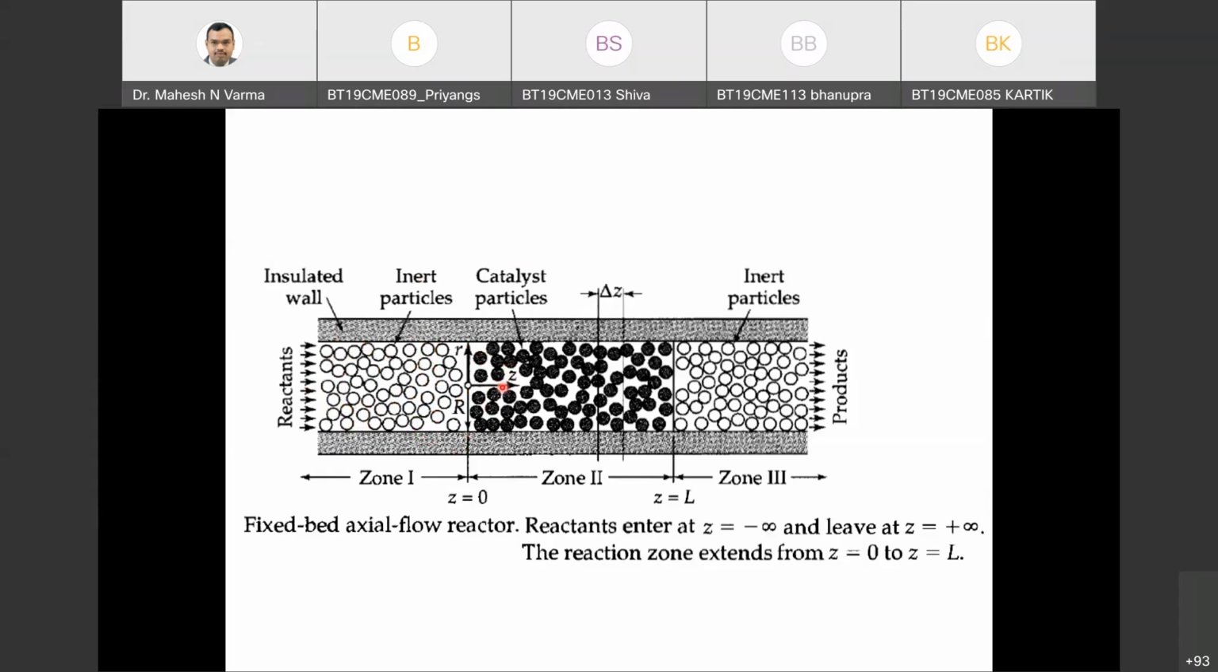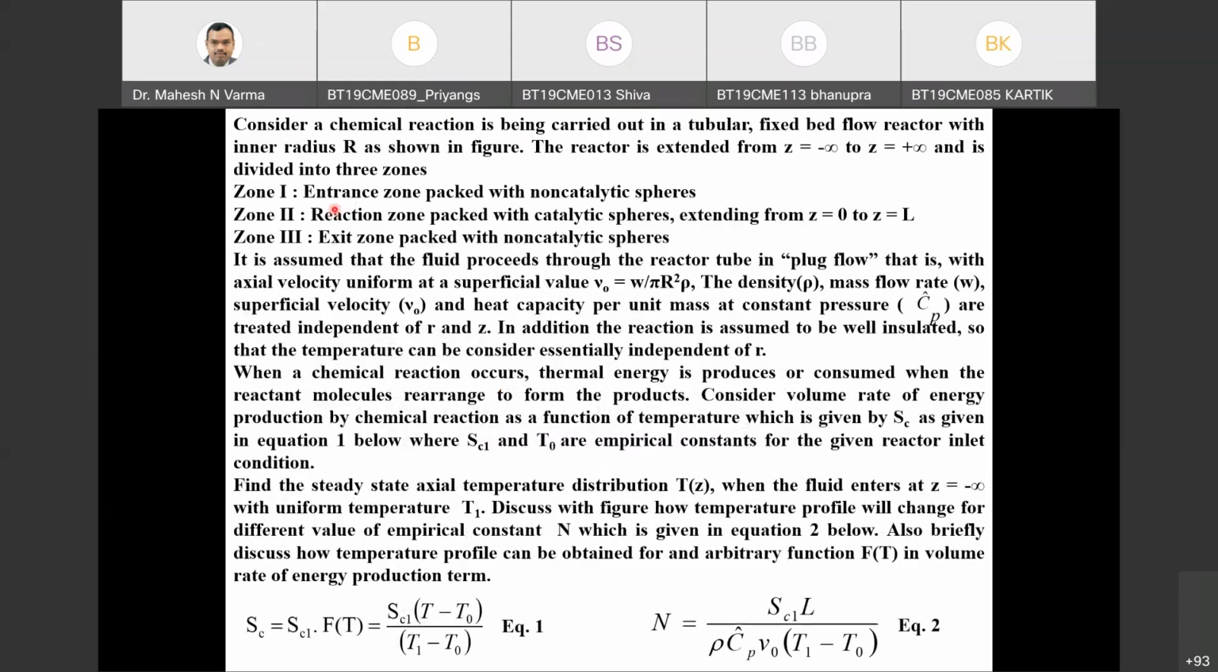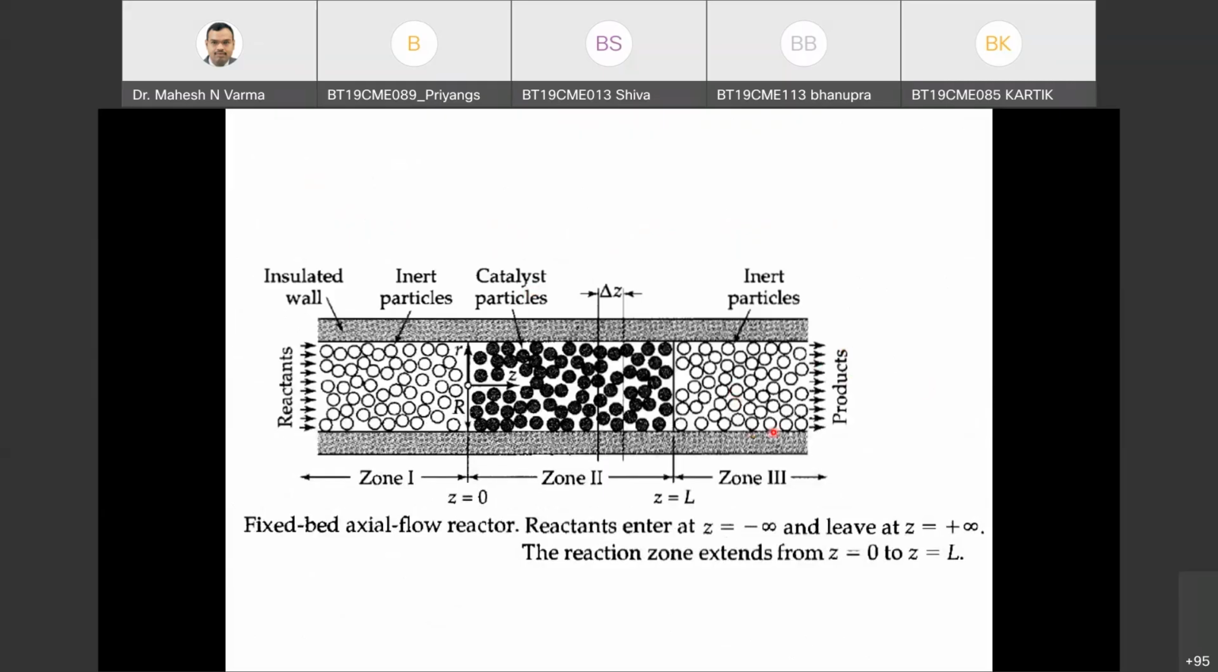So what is happening in the catalyst zone? The catalyst zone extends from 0 to L, and then the exit zone, again the same thing. There might be uneven reaction and everything in this packed zone. So to distribute all the properties evenly, again non-catalytic spheres are kept at the end. And here you will get a uniform distribution of all the properties in the product.